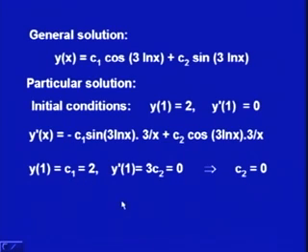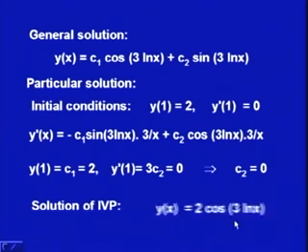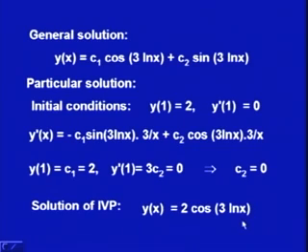So, what will be my particular solution? Here we will substitute the values of c1 and c2. So, the solution of the initial value problem would be 2 times cos 3 log x. Now, you can check that you can put this solution in the given equation, this will satisfy the equation. Moreover, this solution will also satisfy these two initial conditions.